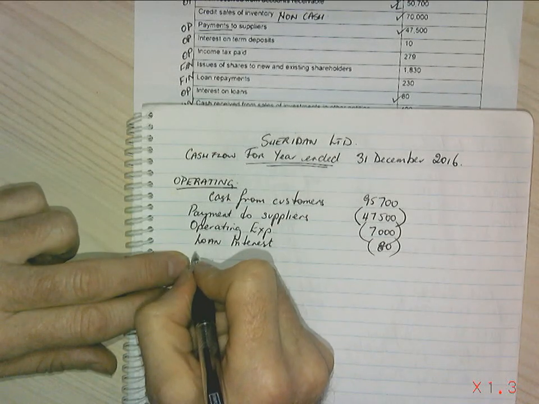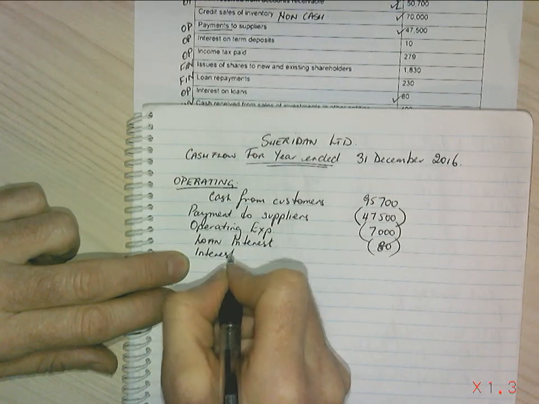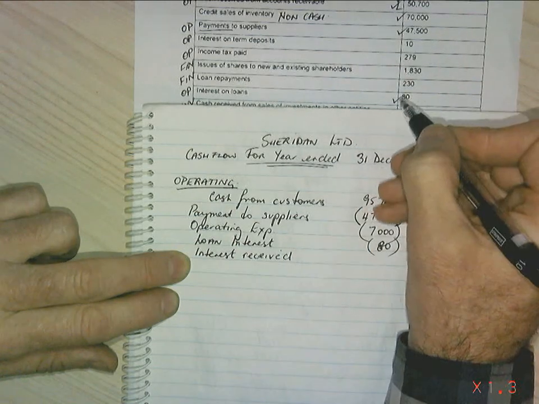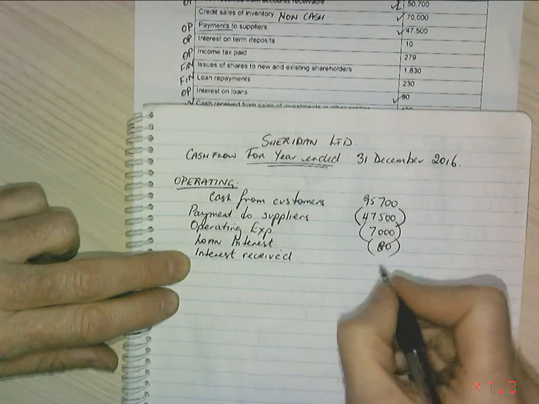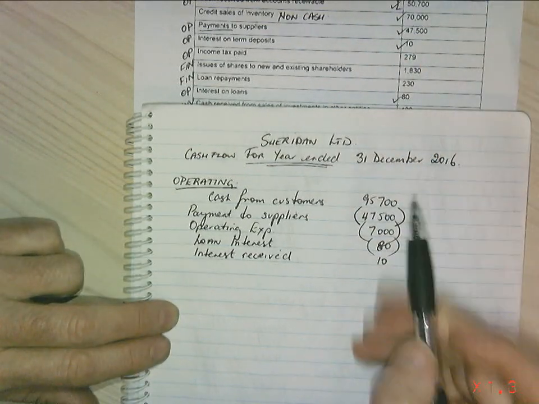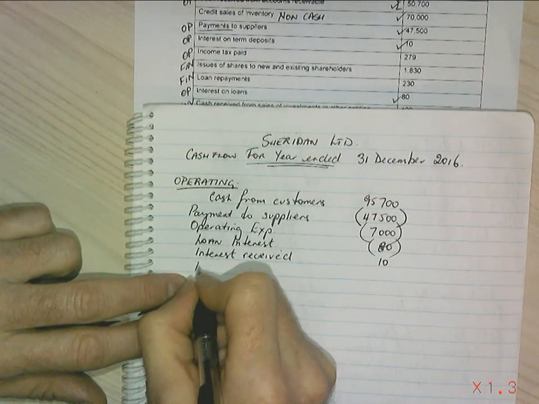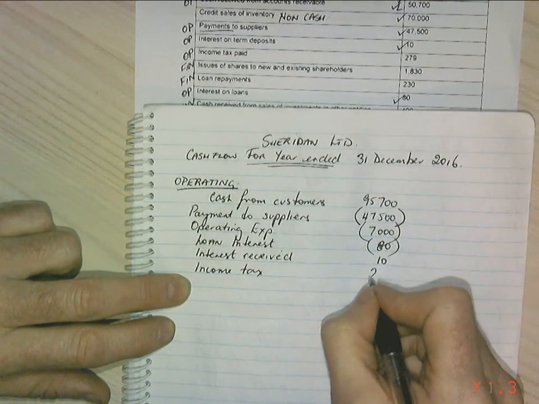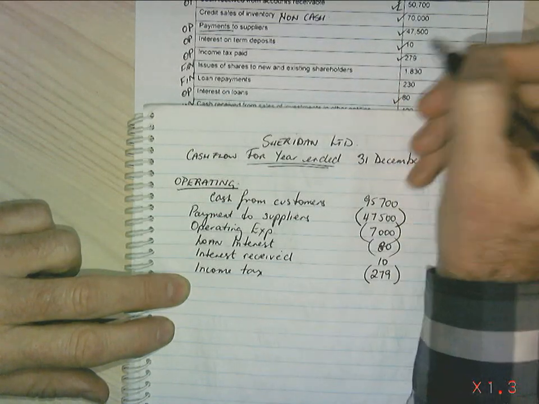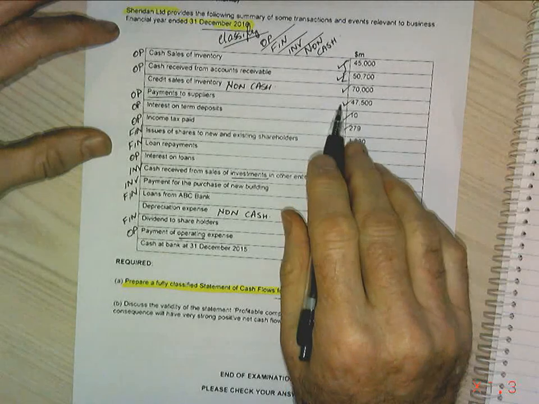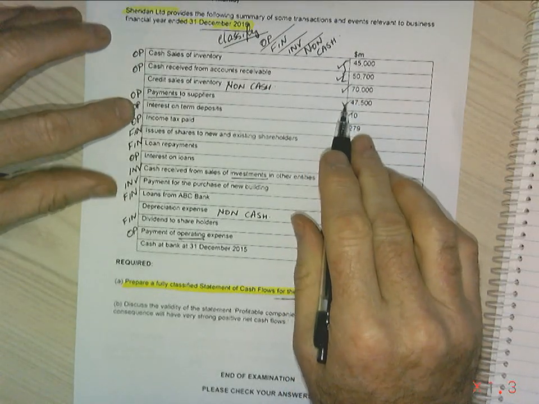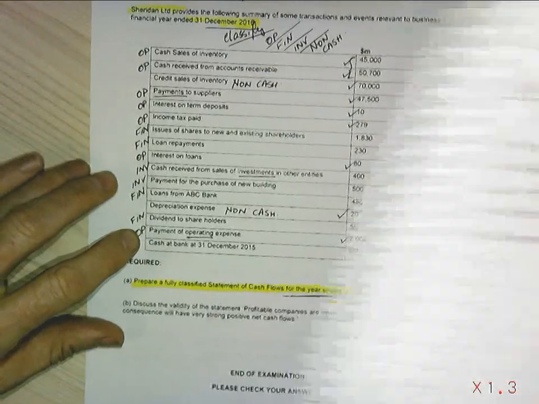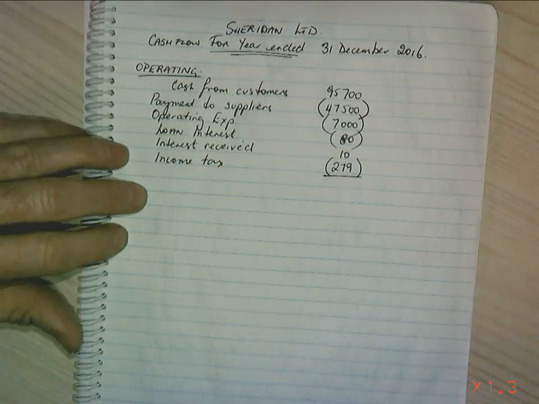Interest on my term deposits, interest received. What did we say it was? Interest on term deposits is 10, and that's a cash inflow. My income tax paid is 279, and that's a cash outflow. Now just let's have a look to see if I've got all of those. Yep. Interest, yep. Depreciation, okay, we don't have to worry about it. There we go. So that gives me all my cash flows for operating.